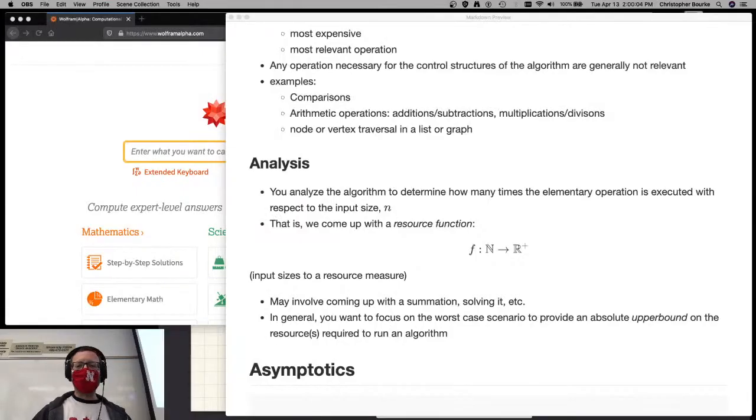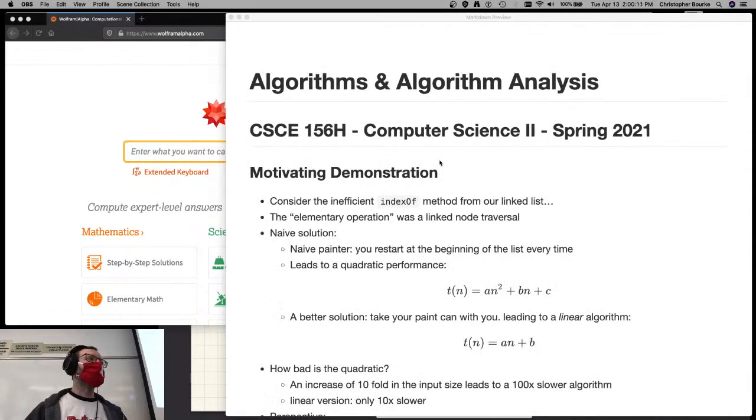That was good, right? All right, so today we're going to continue with algorithms and algorithm analysis, of course.